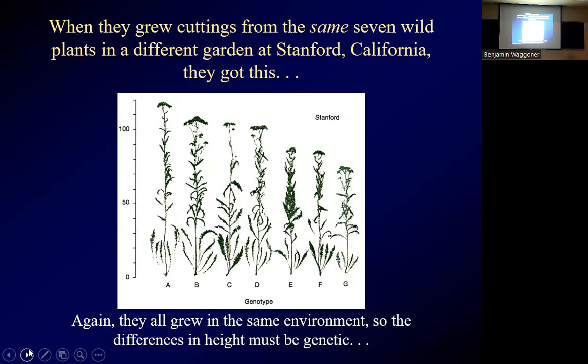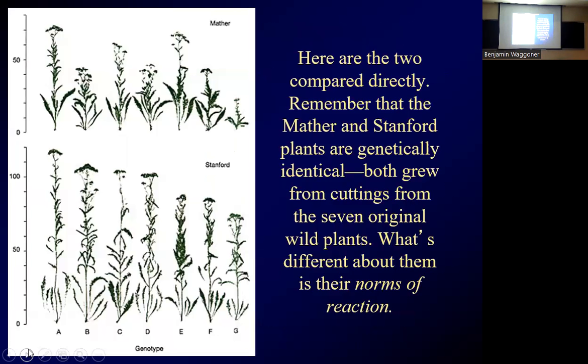But anyway, Stanford is down close to sea level, down in the San Francisco Bay. Mather, the first place, is up in the mountains. And when they grew cuttings from those 7 wild plants, they got this. So they're all growing in the same environment. So again, with no environmental variance here, the differences have to be genetic. With me there? But let's put those together.